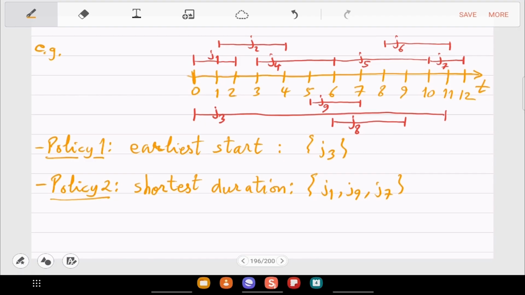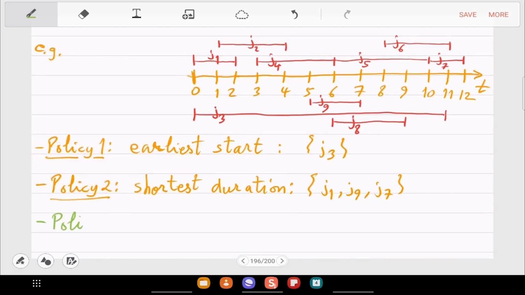Next, what remains, you pick the shortest, which is J9. Right? So you schedule J9, and that will kill J8 and J5. So then the shortest one will be J7. Right? And then you are done. You cannot schedule any further jobs. So this also is bad because you know that there is a solution for 4. So what is that policy that you use to get to this answer?